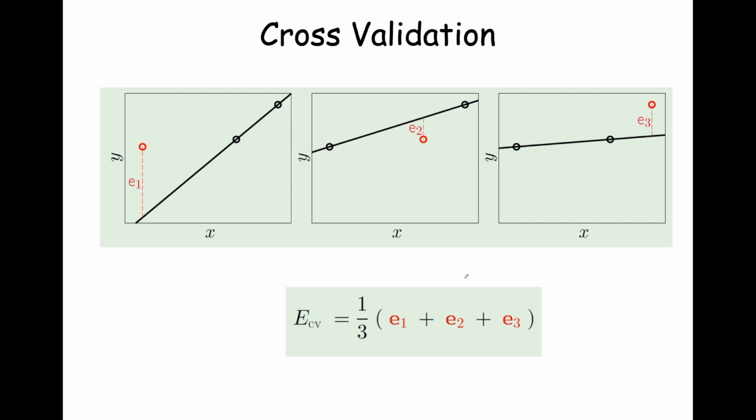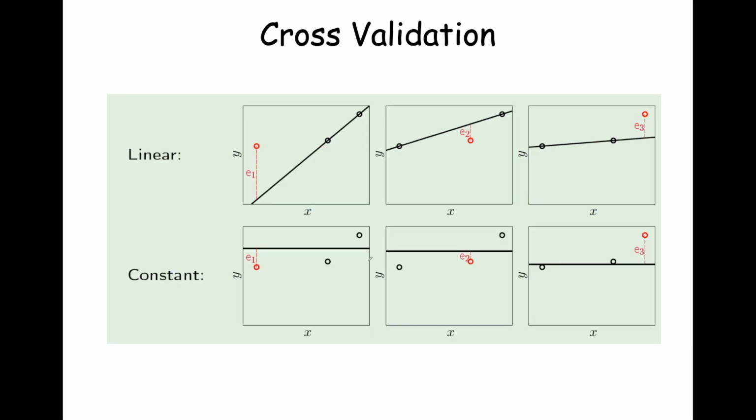So here we have a line on the plane, and we have 3 data points, and we're going to leave out each one of these pointwise validations. So we're going to leave out the first point, E1, leave out the second, leave out the third. Our cross-validation error would just be 1/3, the average of the sum of each one of these pointwise validations.